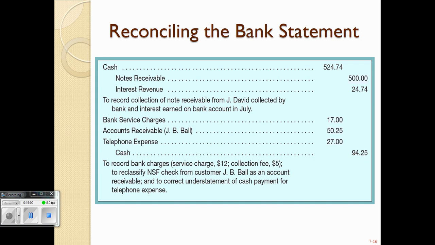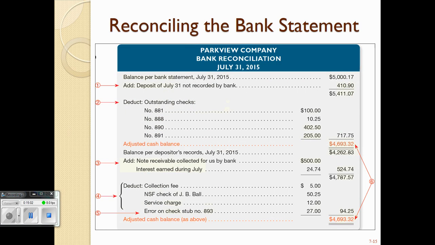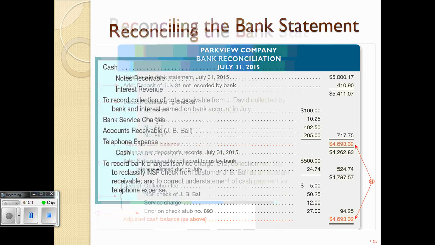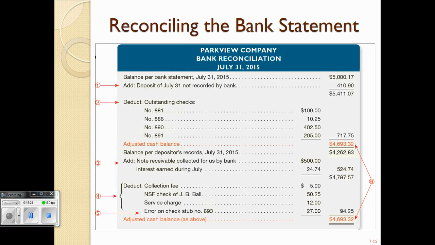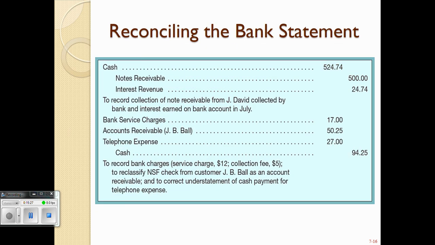Okay. And notice the journal entries here, and let's go back. The 524.74, right there, where we add those items. Notice cash goes up by 524.74, and we have the note receivable and interest revenue as my credits. Then notice also at the very bottom the collection fee, the NSF check, the service charge, and the error. Okay. Notice what they did there.